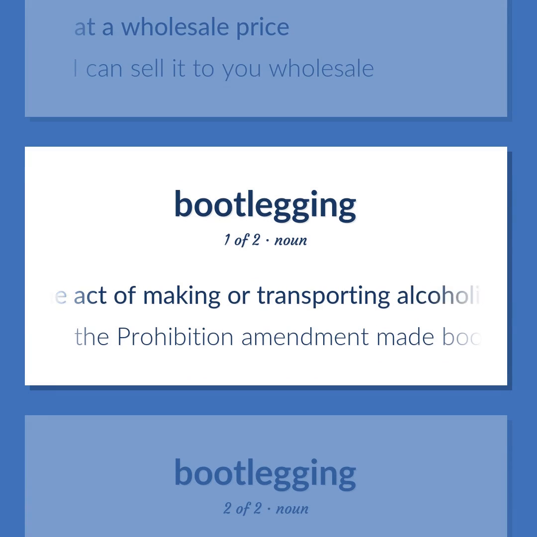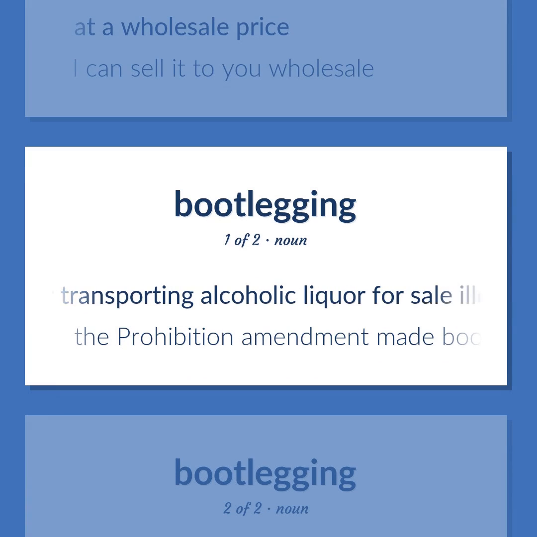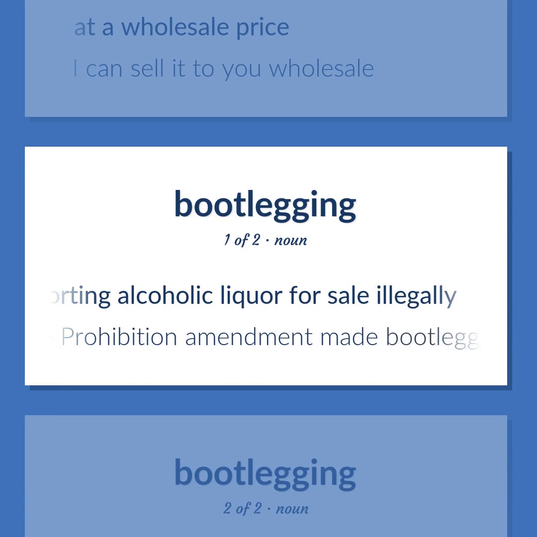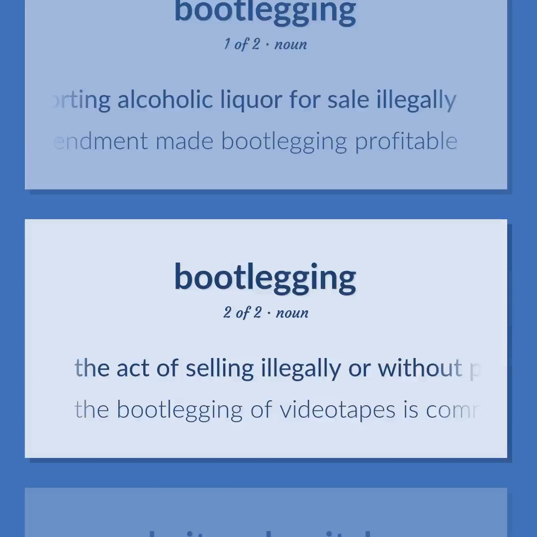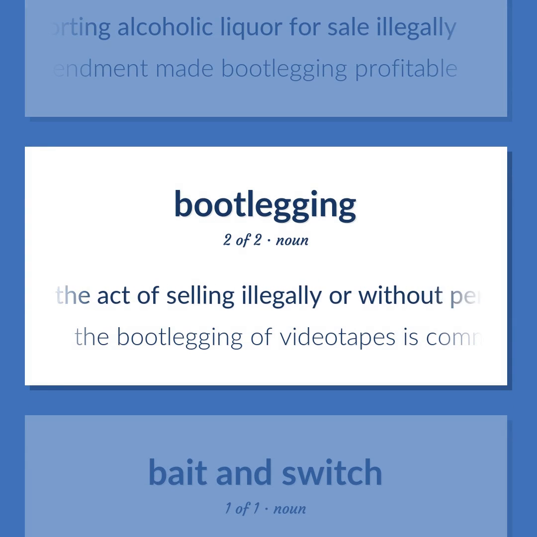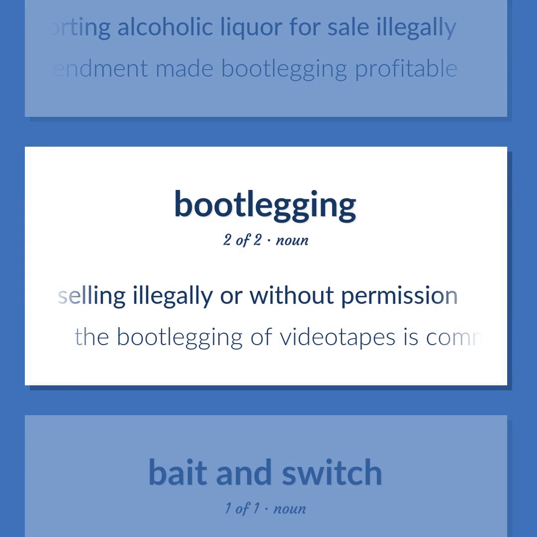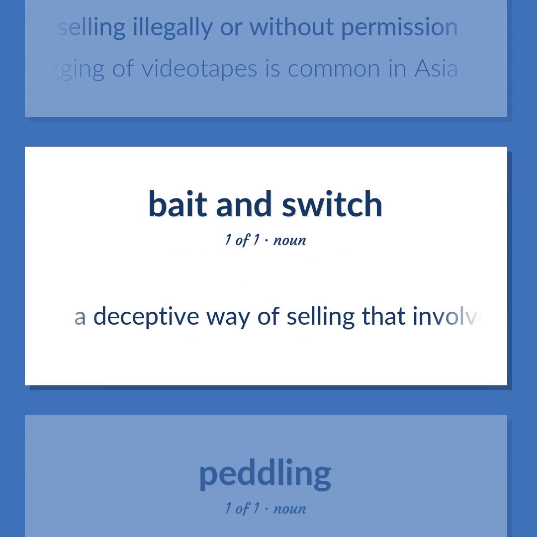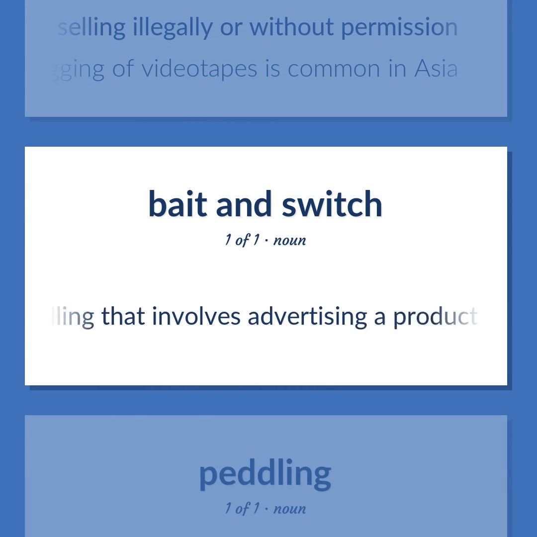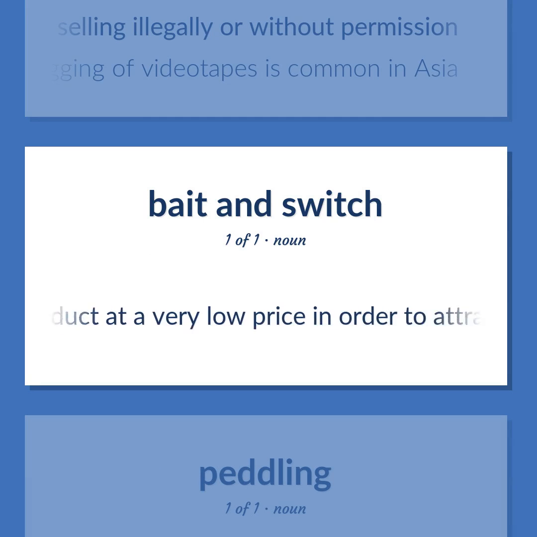The act of making or transporting alcoholic liquor for sale illegally. The Prohibition Amendment made bootlegging profitable. The act of selling illegally or without permission. The bootlegging of videotapes is common in Asia. A deceptive way of selling that involves advertising a product at a very low price in order to attract customers who are then persuaded to switch to a more expensive product.